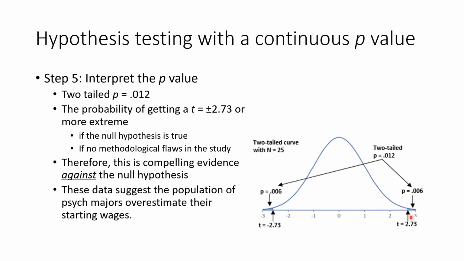It could happen due to sampling error, but it's only going to happen with a p-value of 0.012. So it's going to happen about 1 time out of 100. It's going to happen very rarely. So this is very unlikely to happen due to sampling error. So this is fairly compelling evidence against the null hypothesis. These data suggest that the population of psych majors in this example overestimate their starting wages.